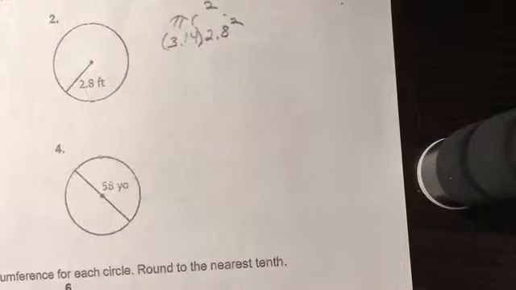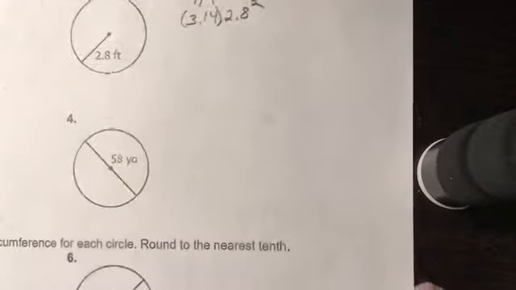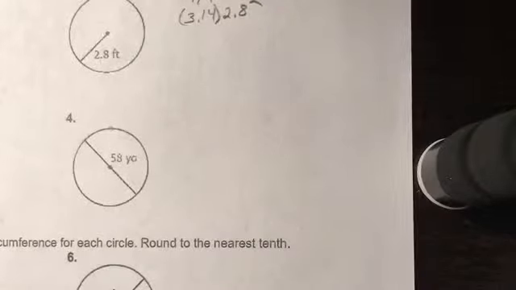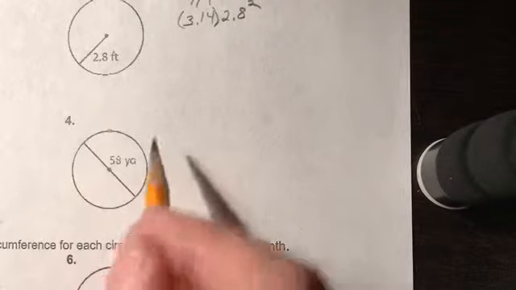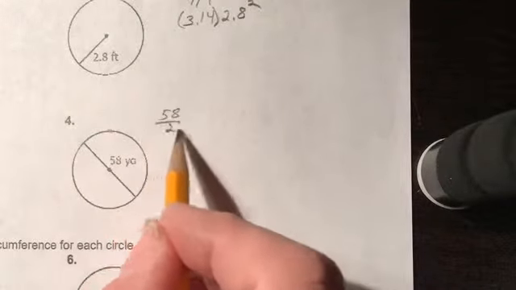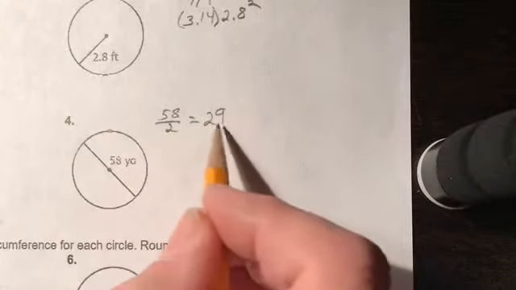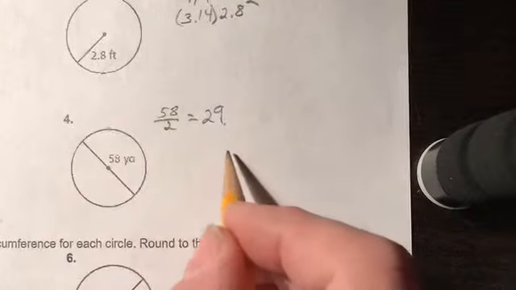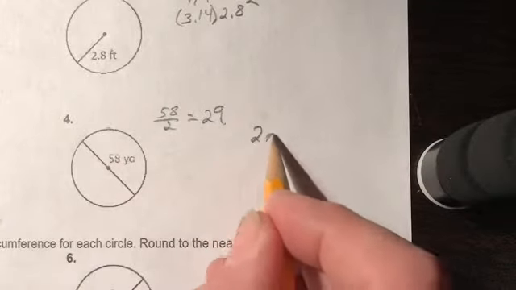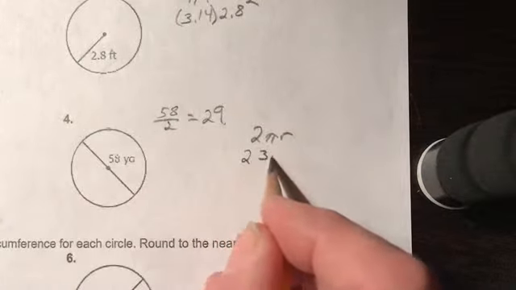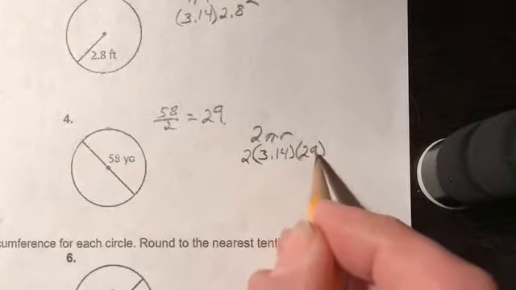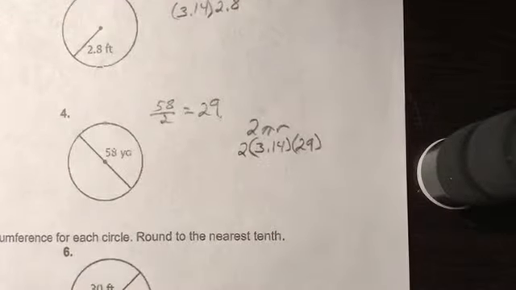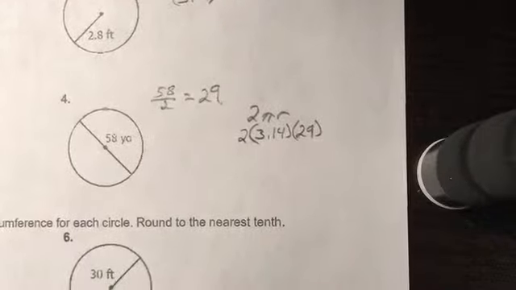For number 4, you're finding the circumference. You're going to need to first convert, given the diameter. So you would convert the diameter to the radius by dividing by 2. So 29 is going to be the radius. And now this time we've got 2 pi r, so 2 times 3.14 times 29. Multiply that together, and that's going to give you the circumference.